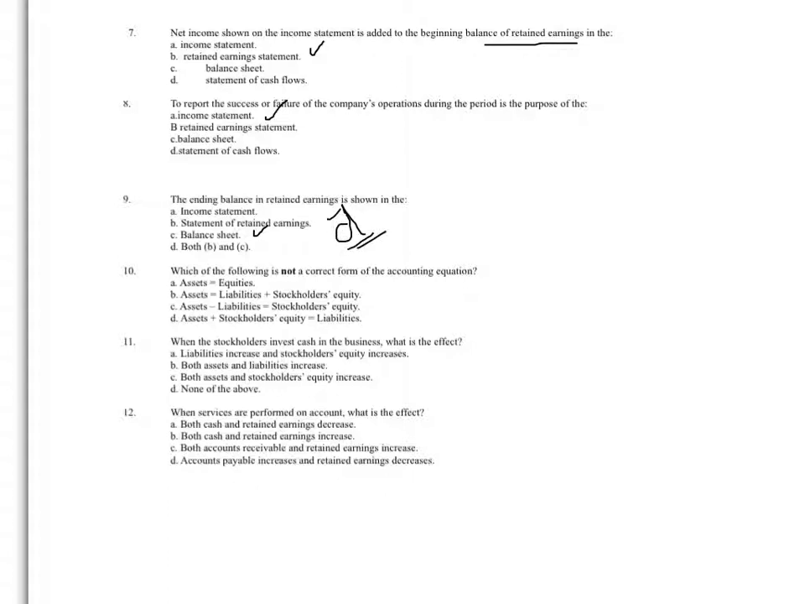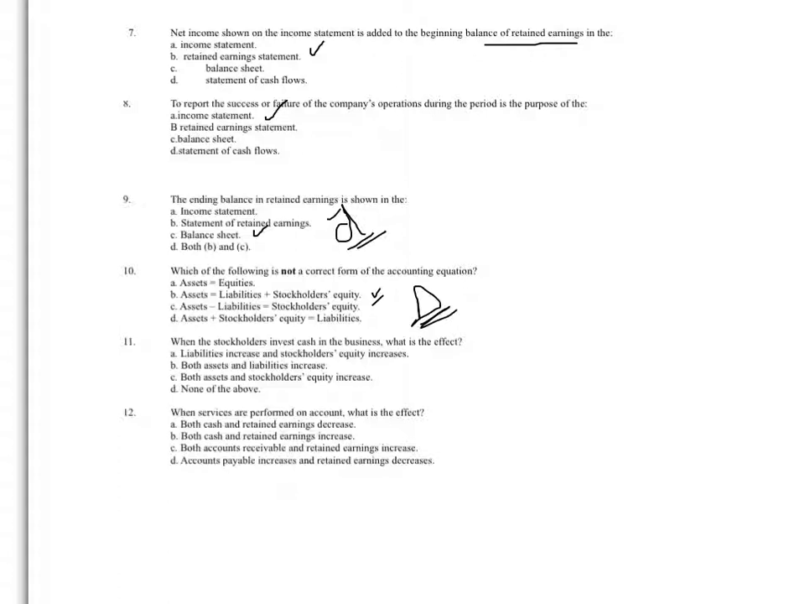Which of the following is not a correct form of the accounting equation? Assets equal equities? No, liabilities are also called equities. Assets equal liabilities plus shareholders' equity? No, that's true. Assets minus liabilities equals shareholders' equity? No, that's true too. If I subtract liabilities from the assets, I have what the shareholders put in. The answer here is D.